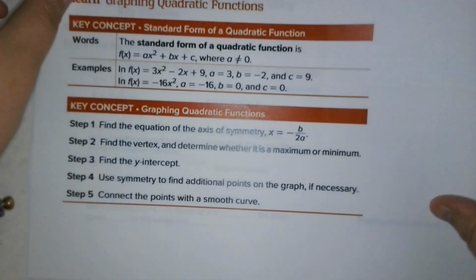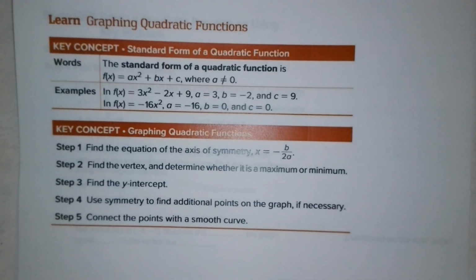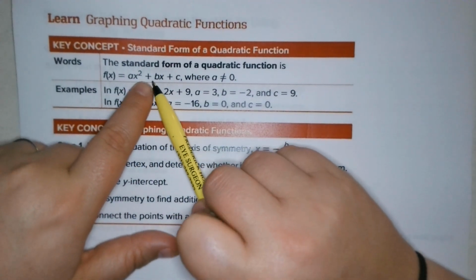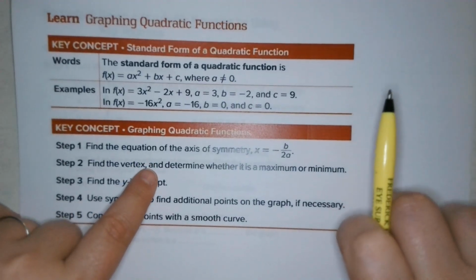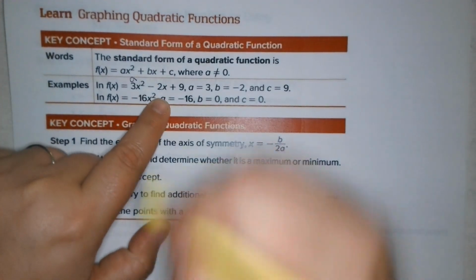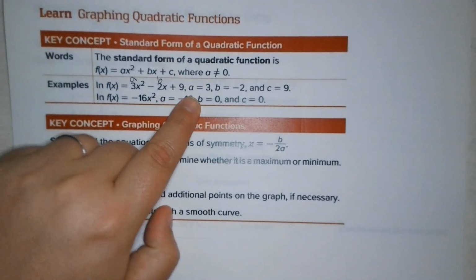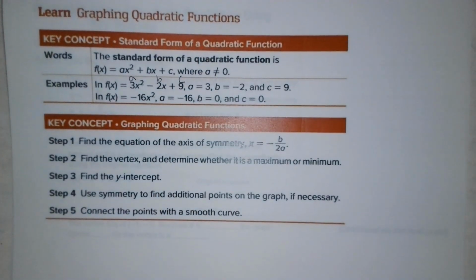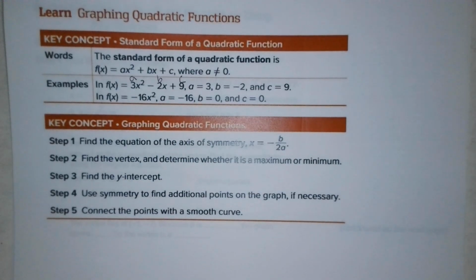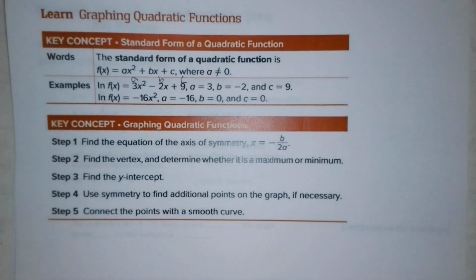We're going to learn about graphing quadratic functions. So what happens if they don't give you the graph and you have to graph it yourself? I already told you about the standard form of a quadratic equation: ax squared plus bx plus c. A cannot equal 0. If I give you this one, 3 is a, -2 is b, and 9 would be c. Make sure you understand that the numbers ahead, the coefficients, are a, b, and c, and any signs go with them.